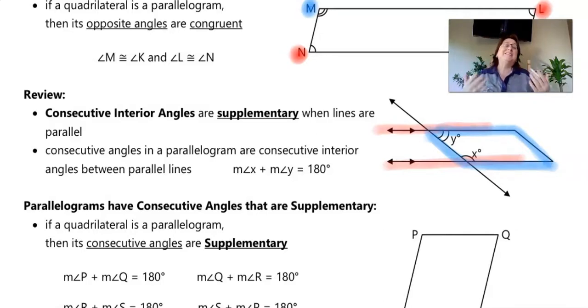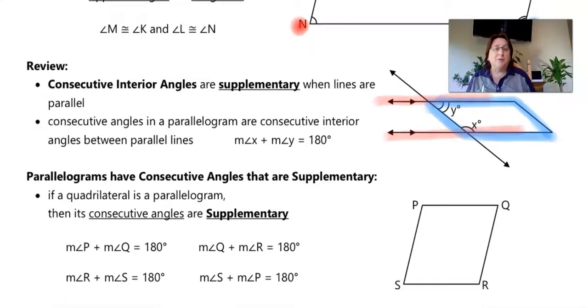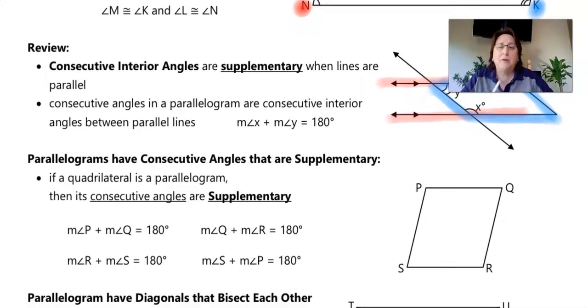So if I extend the parallel lines past the actual shape, you can see that X and Y are actually consecutive interior angles. Then that means consecutive angles have to be supplementary. And that's what this talks about right here.